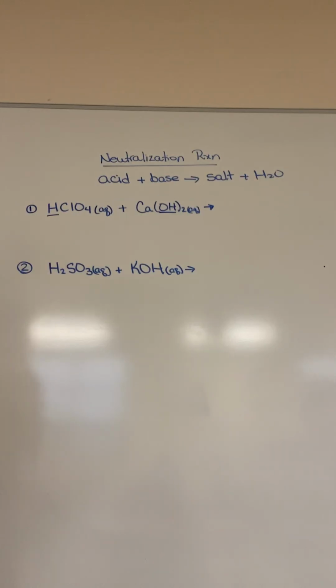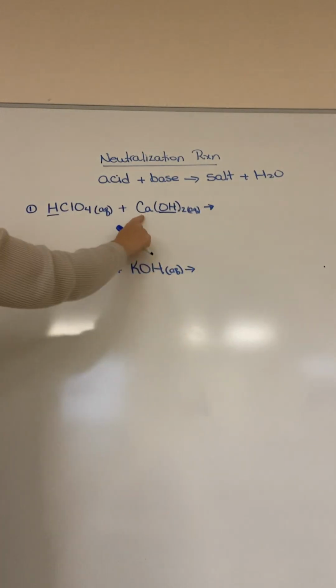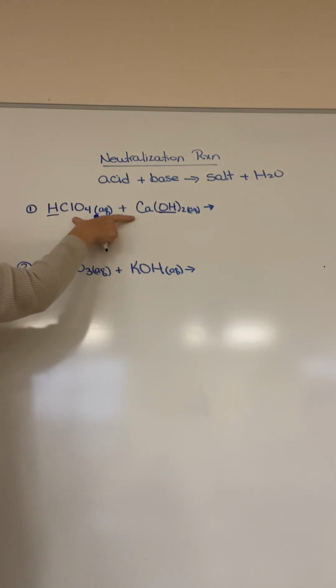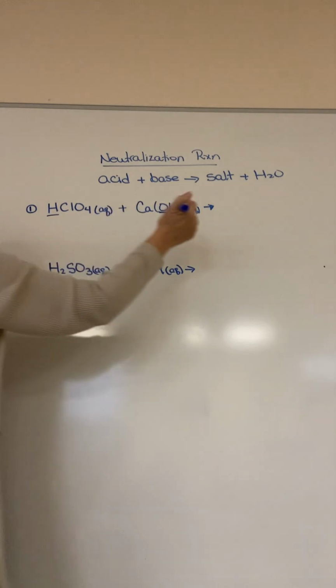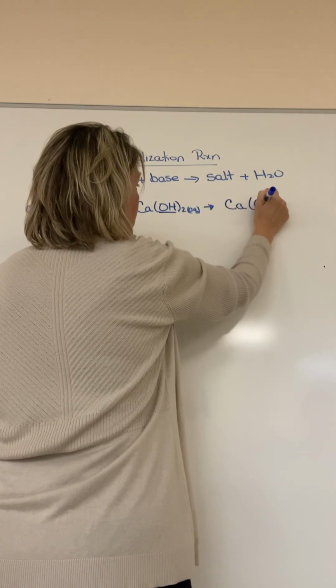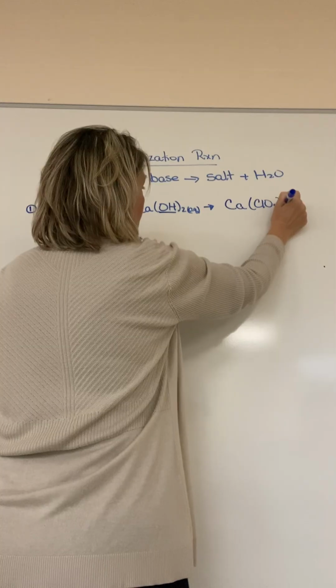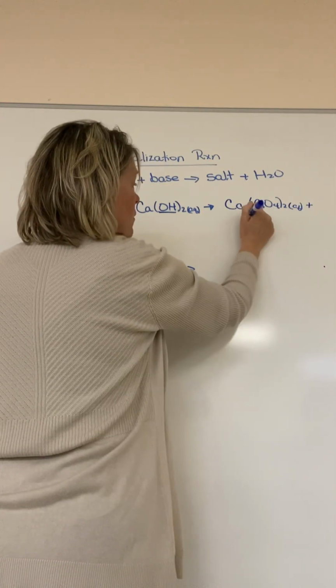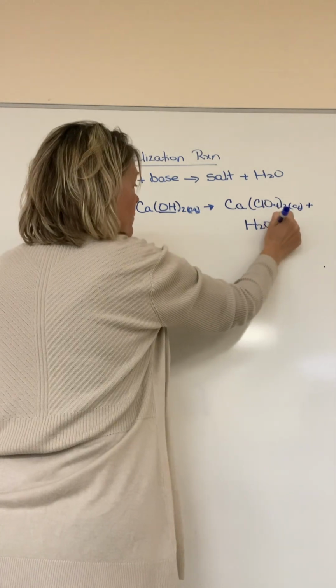The other thing that we're going to form is a salt. And so that will form between the calcium and the perchlorate ion. So our products here are going to be calcium perchlorate, and that's going to be aqueous, plus water.